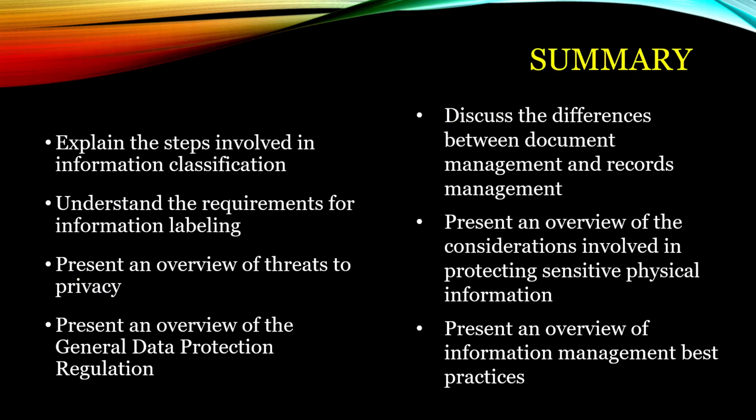All right, that is it for this chapter. We looked at explaining the steps for information classification, information labeling, requirements for labeling, overview of threats and privacies. We looked at some of the common GDPR protections. We looked at differences between documents and records, looked at an overview consideration for sensitive physical information, as well as information management best practices. That is all I had for this chapter.